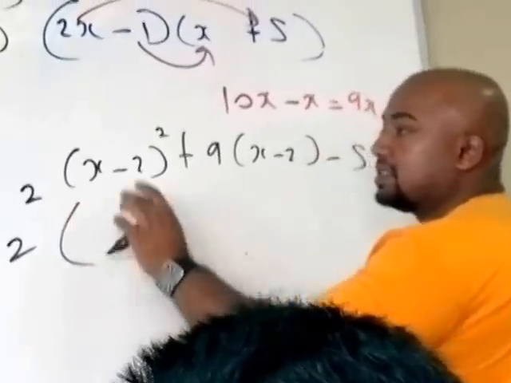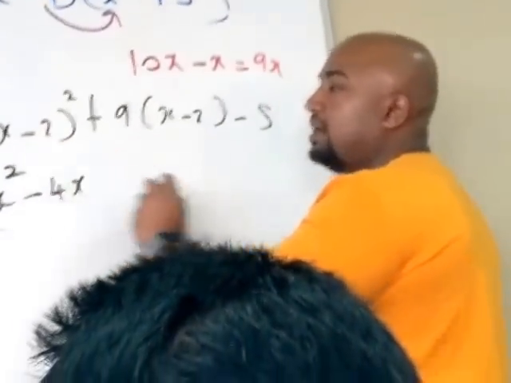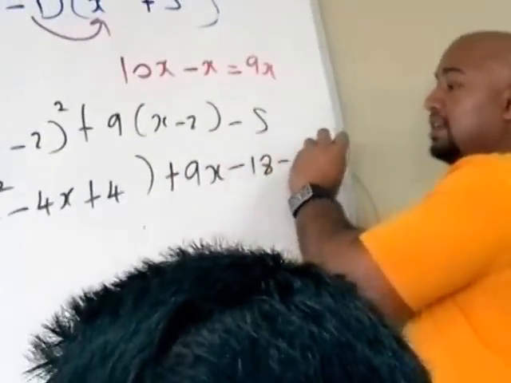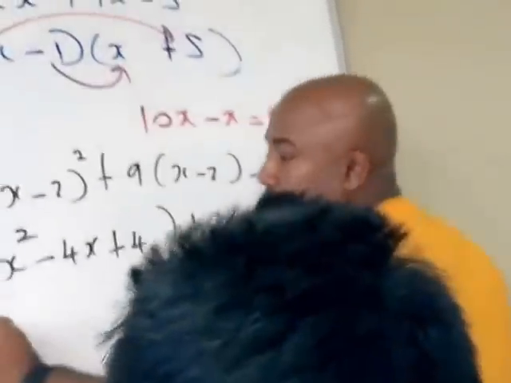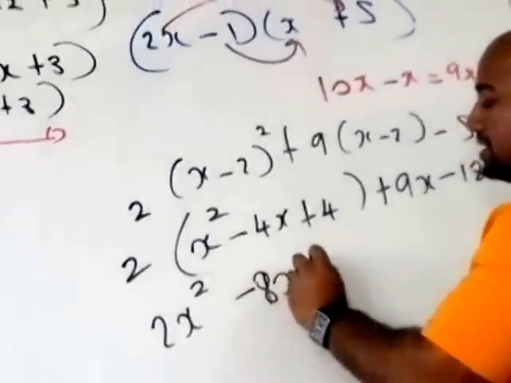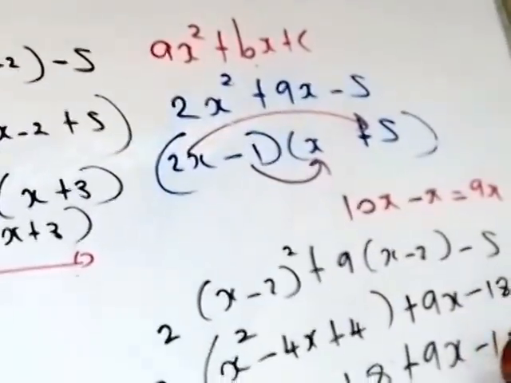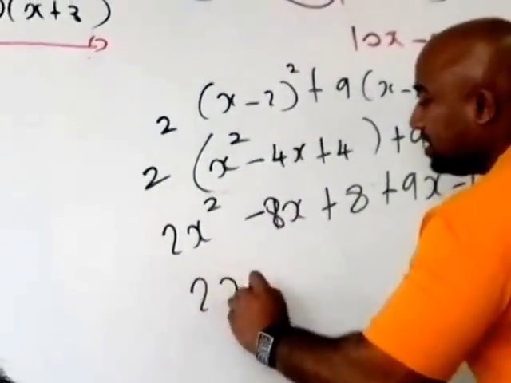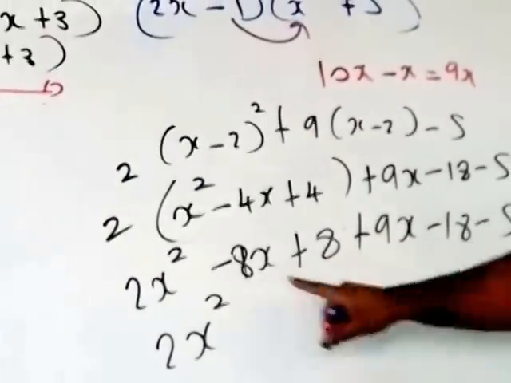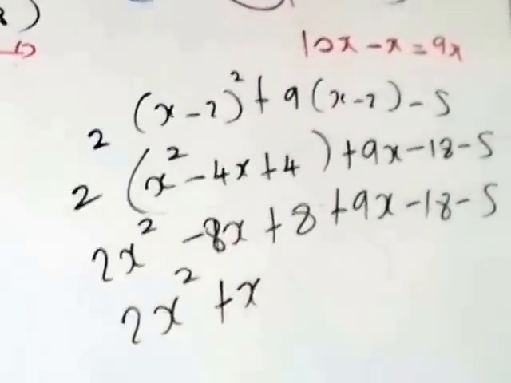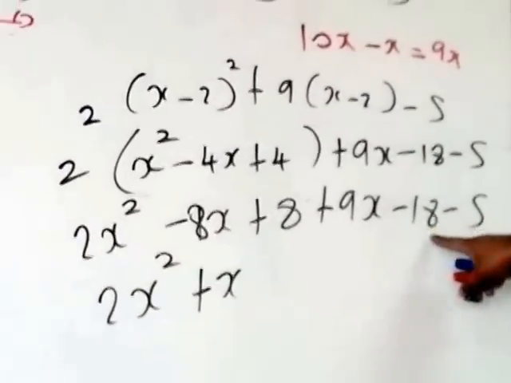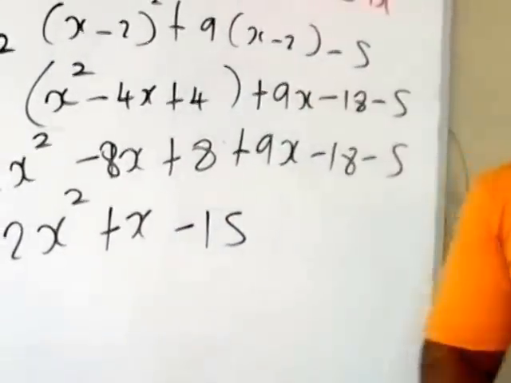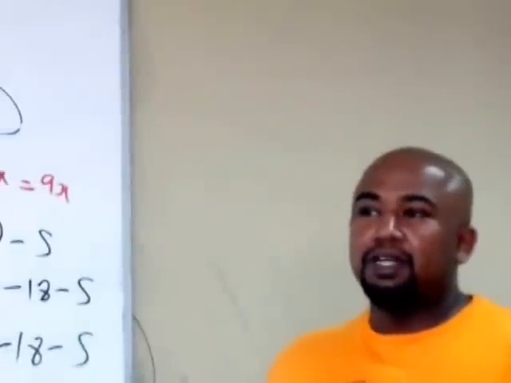So if you have to square it, this will be x squared minus 4x plus 4. Then this will be plus 9x minus 18 minus 5. Then you must remove this bracket here. So that will be 2x squared minus 8x plus 8 plus 9x minus 18 minus 5. We multiply and multiply here for too long. Can you see that? So that will be 2x squared, 9x minus 8x will be plus x, and what else do we have here? 8 minus 18 will be minus 10, minus 5, that will be minus 15. And then from here, you factorize and you will get your answer. That's another alternate way, but it's not a smart way of doing it.